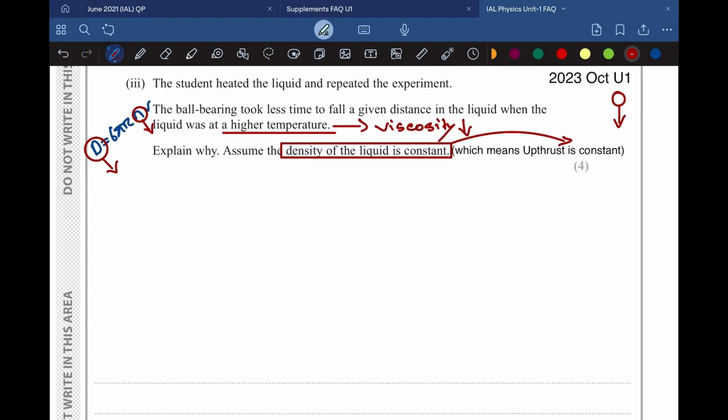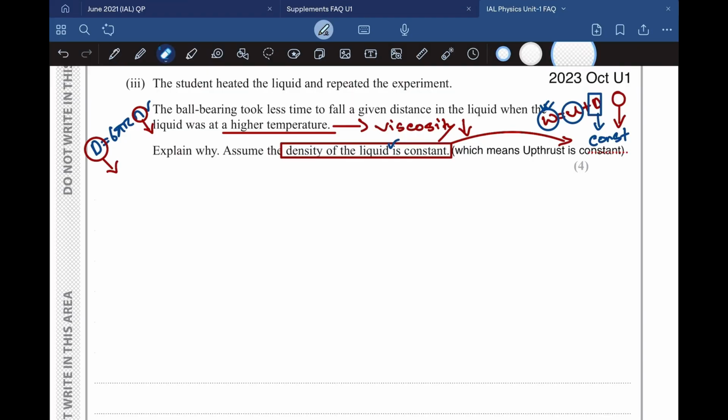Why? Because when a ball is falling down, we know weight is equal to upthrust plus drag, right? And here they have said that the density of the liquid is constant, and when the density of the liquid is constant, the upthrust is also constant. And if the upthrust is constant, then weight is also constant. If these two values are constant, the drag needs to be constant as well, because if the drag decreases, then upthrust plus drag will not be equal to the weight, and they have to be equal, right? So that's why the drag will be constant as well.